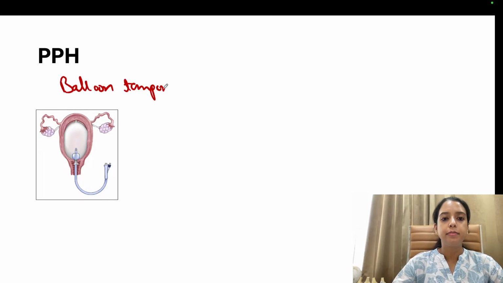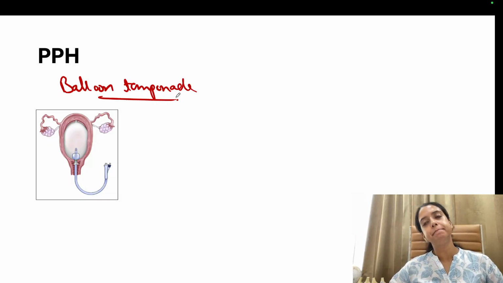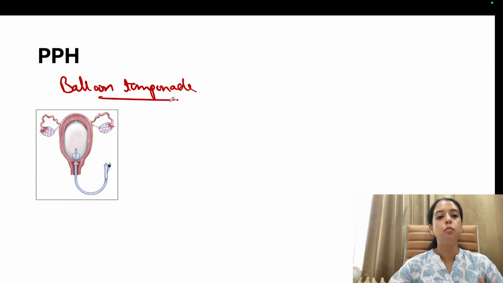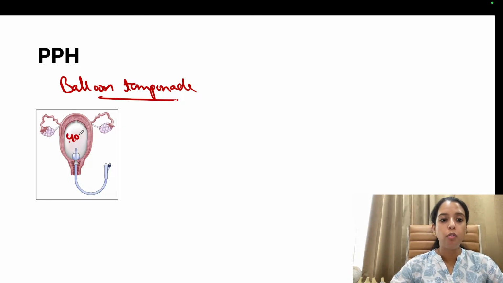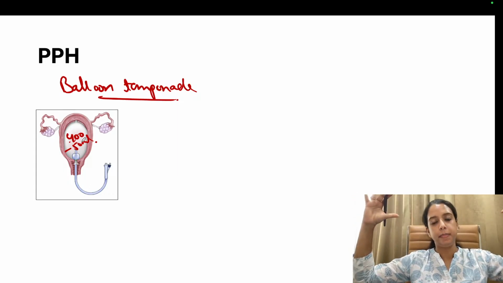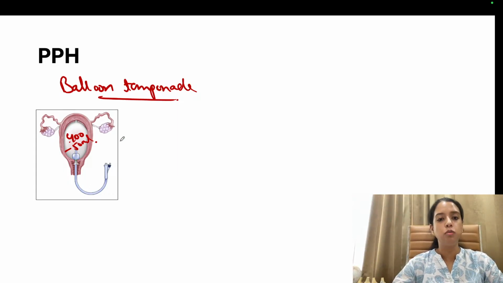Using either Foley's catheter or Bakri balloon, Sengstaken-Blakemore tube, all these I use for balloon tamponade. I have to fill this uterus, with this Foley catheter, with around 400 to 500 ml of saline. This much saline it is filled with so that it inflates and blocks the bleeding vessel. It is uterine balloon tamponade with 80% success rate.